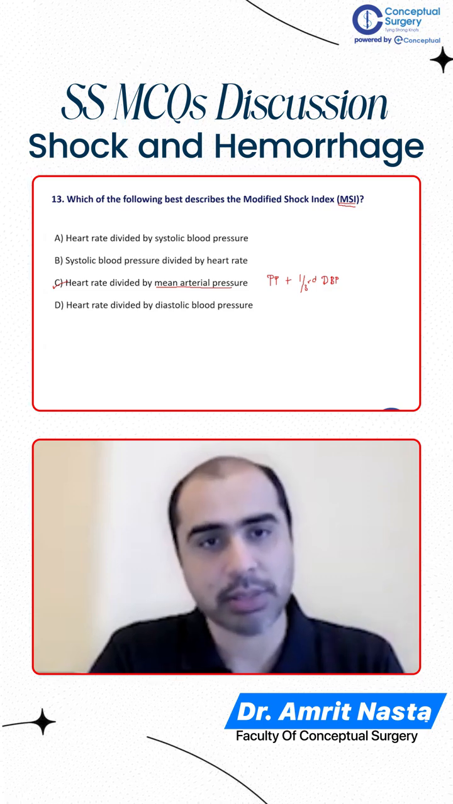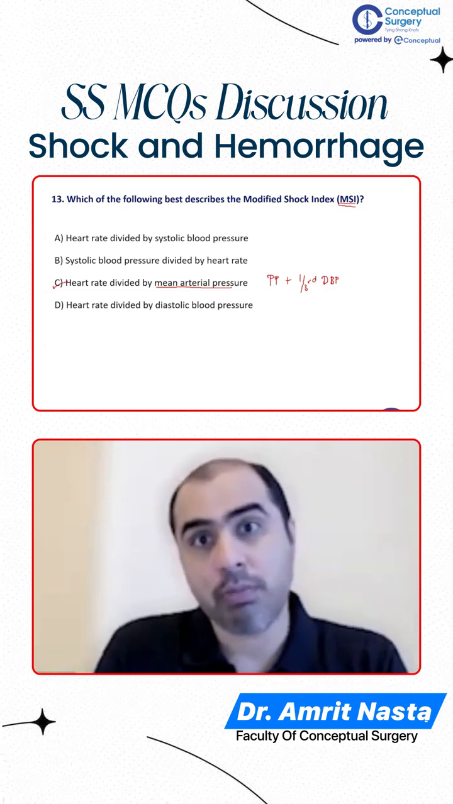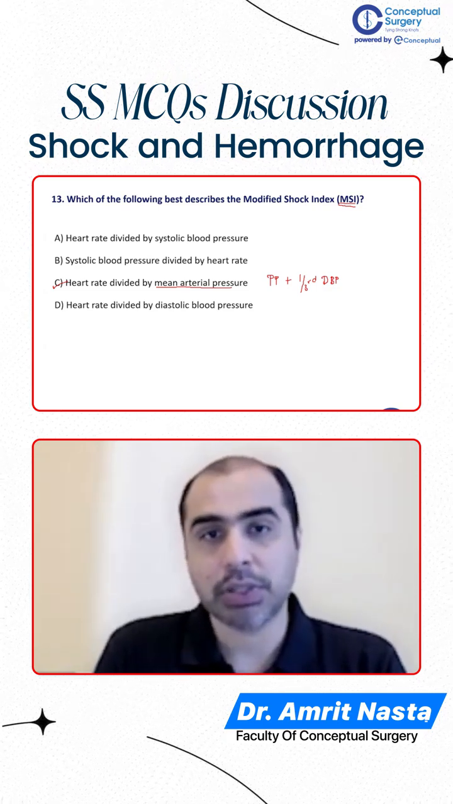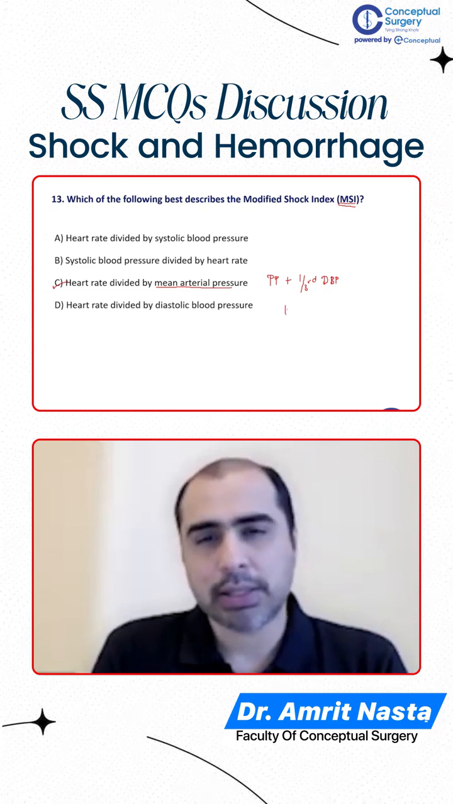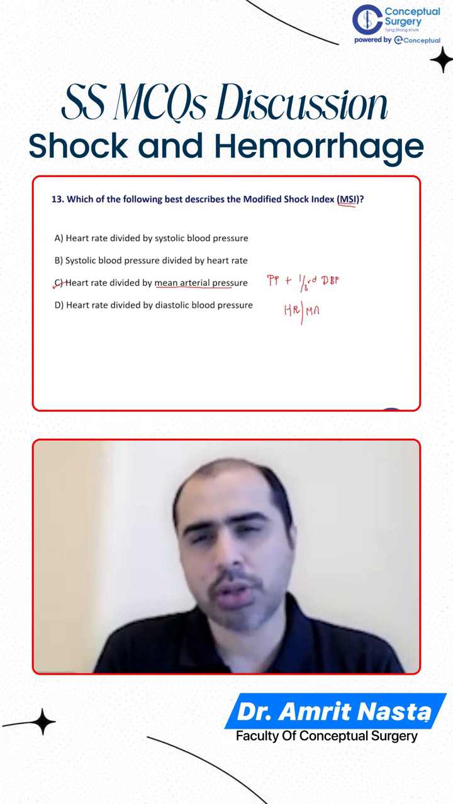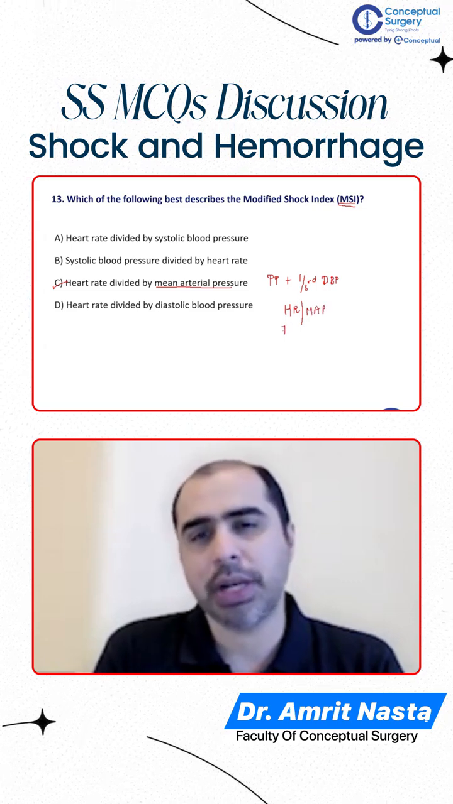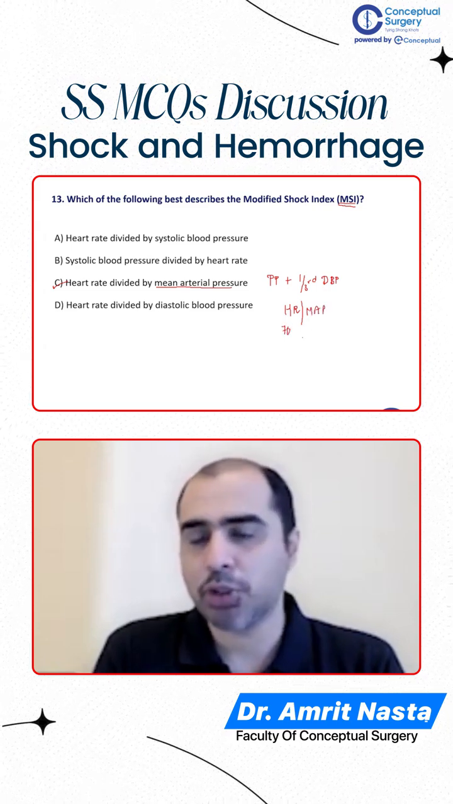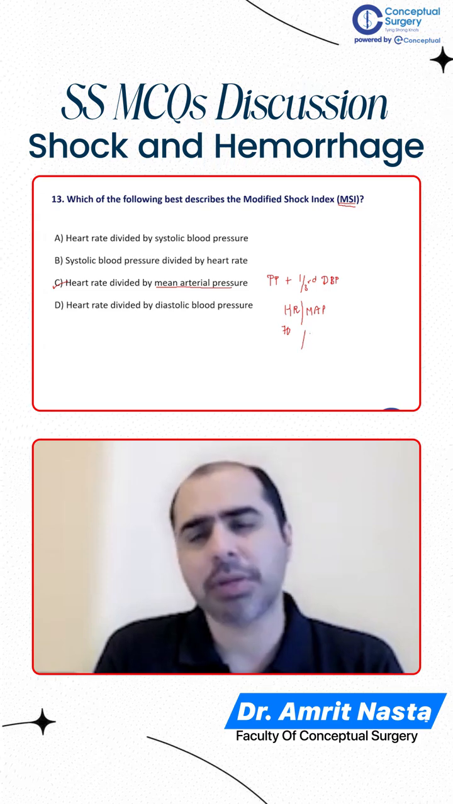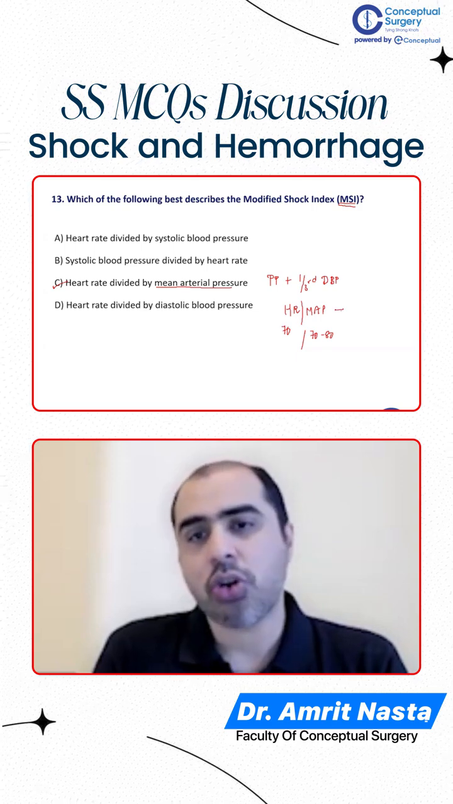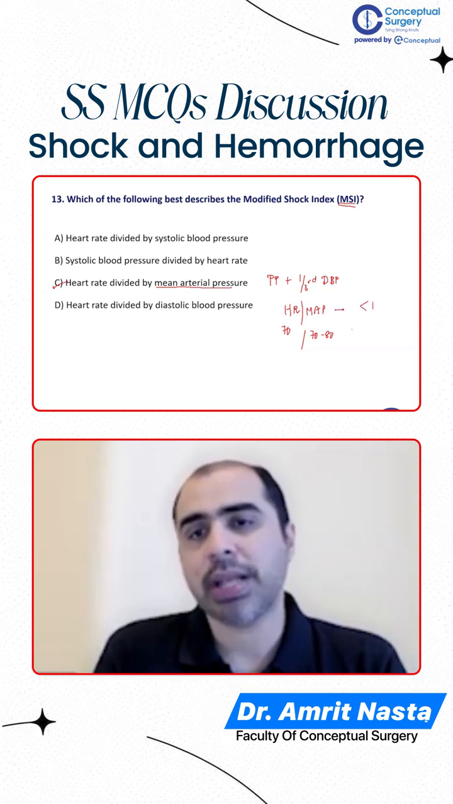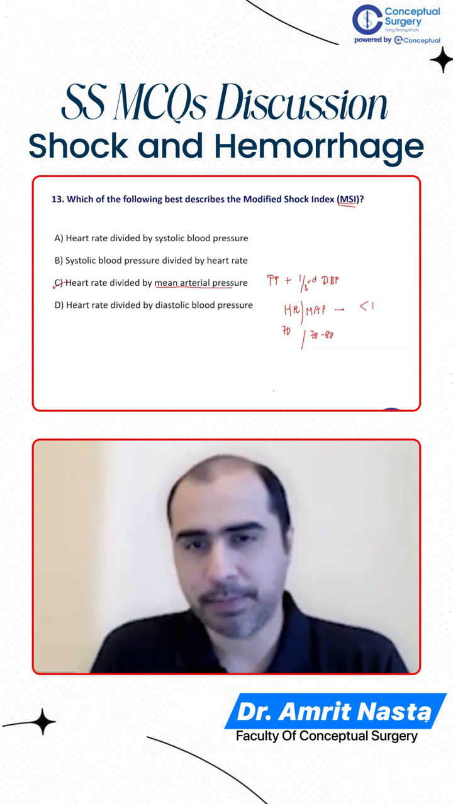They are better markers. So the modified shock index is going to be heart rate divided by MAP. You think of it like this, heart rate upon mean arterial pressure. How much should the heart rate be in a normal person? It should be like 70. How much should be the mean arterial pressure in a normal person? It should be something like 70, 80, 60, 70. So in most of us, the modified shock index should be less than 1, approximately.